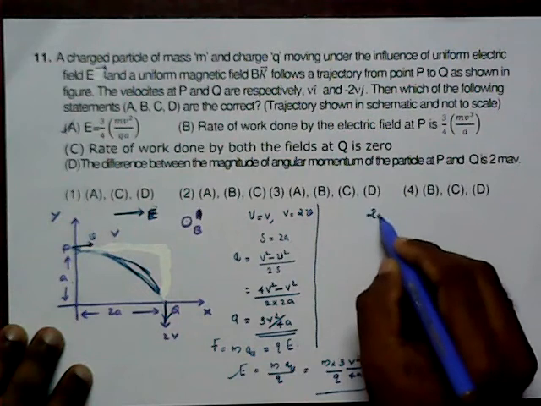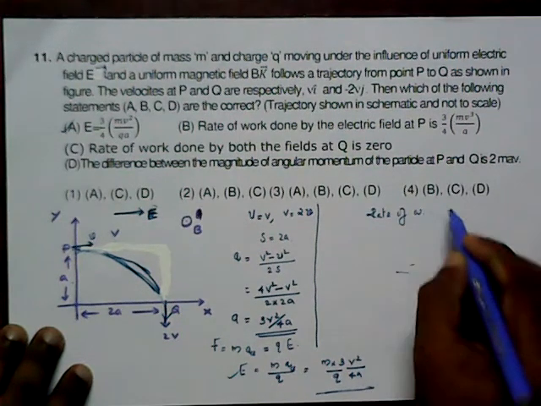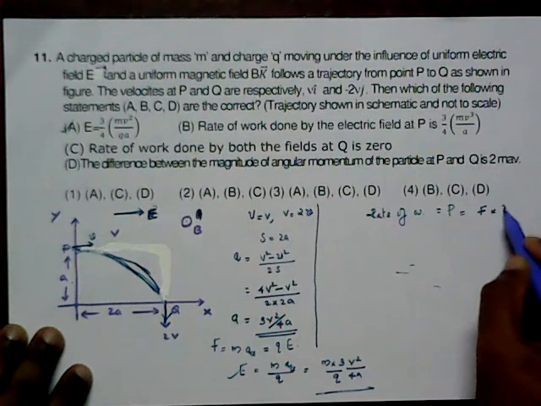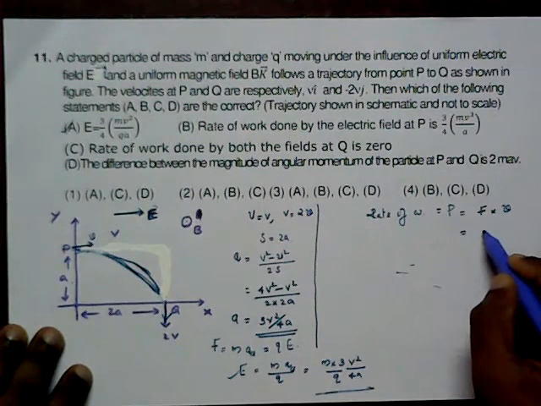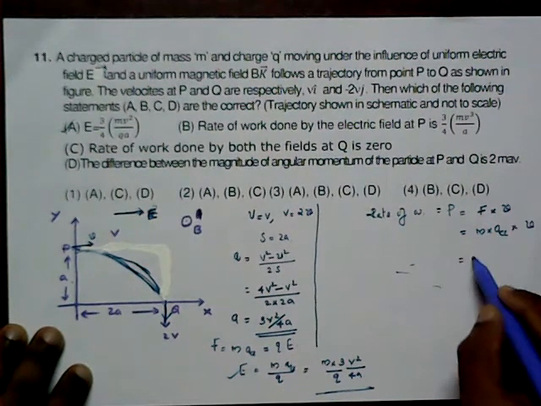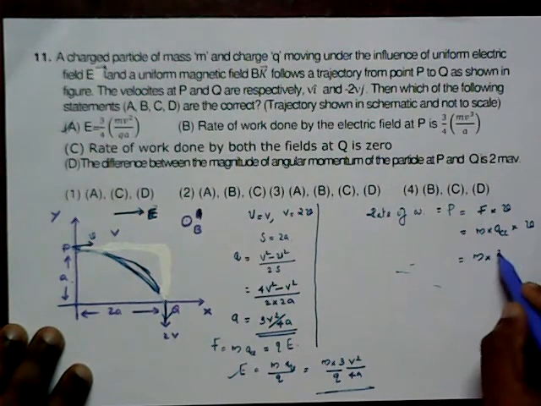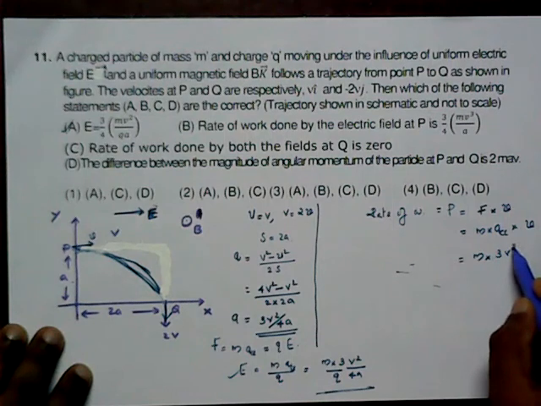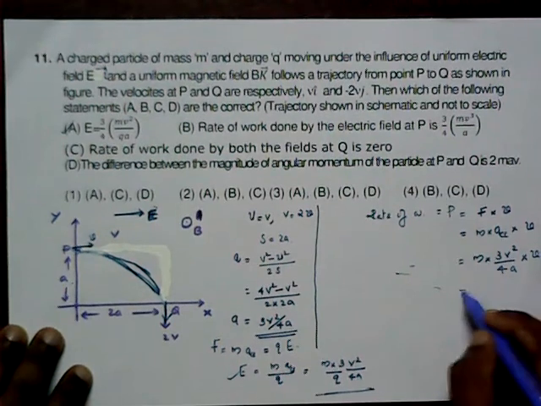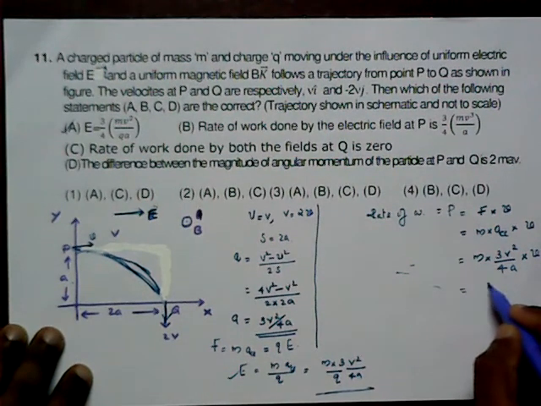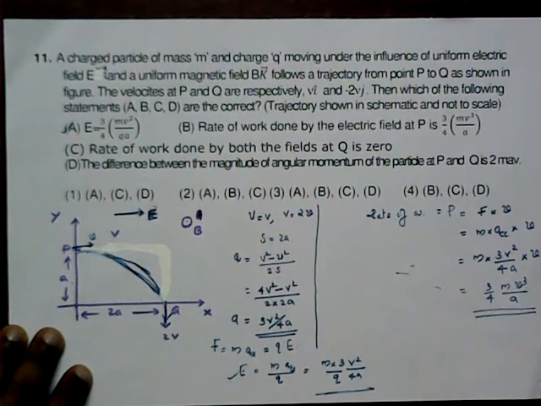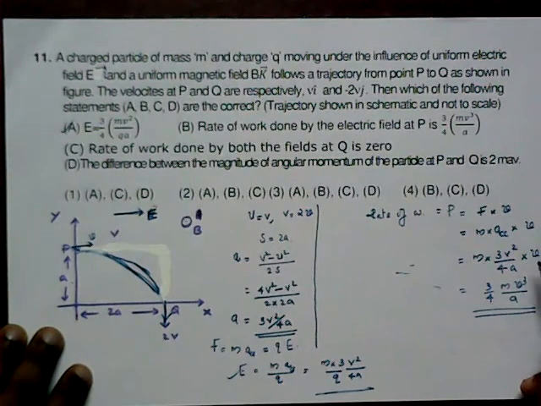So the rate of work done is nothing but equal to the power. That is equal to the force acting into the velocity. Force is equal to mass into acceleration, into the velocity. We already know the acceleration of the charged particle is 3v square divided by 4a, into v. So simply we can say it is 3 by 4 mv cube divided by a. That is the rate of work done. So that is also correct.